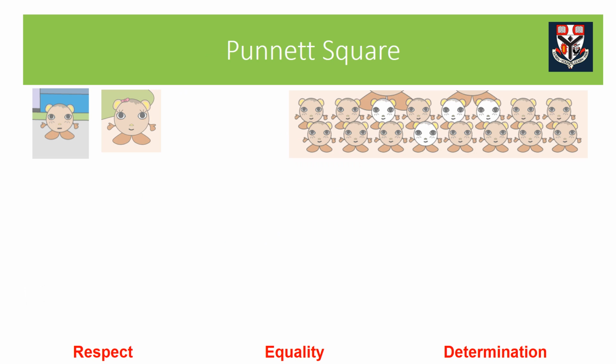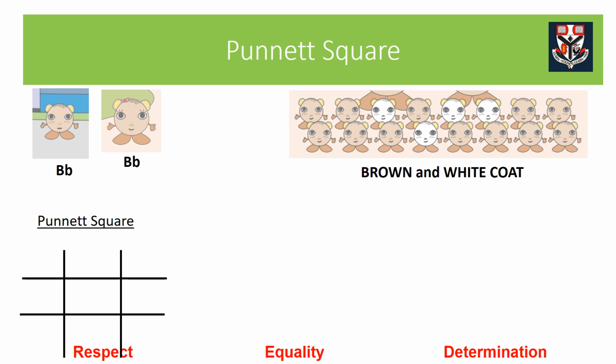When representing this cross, we make use of what's called a Punnett square. If we take the genetic information from the parents and assign it to the Punnett square, it helps us to identify why some of the offspring are brown and why we have a small number that are white. Taking the genetic information from the male, he will pass on either big B or small b to his offspring. The female will do the same.